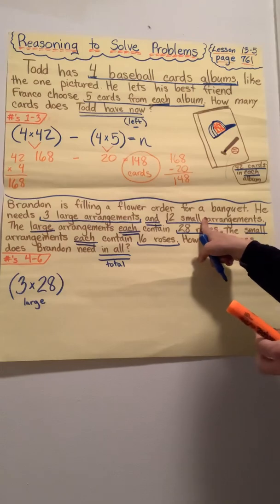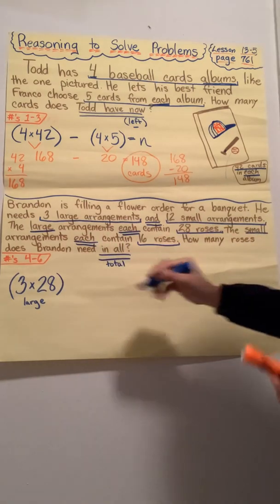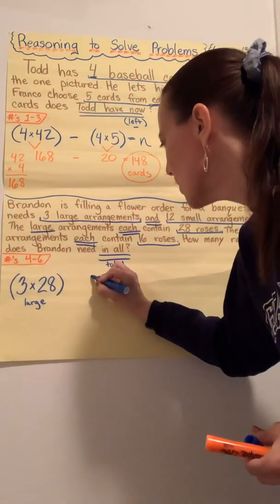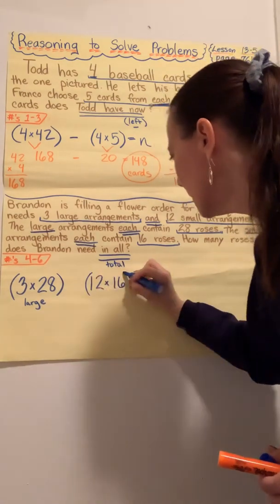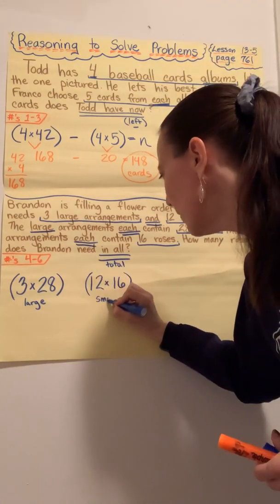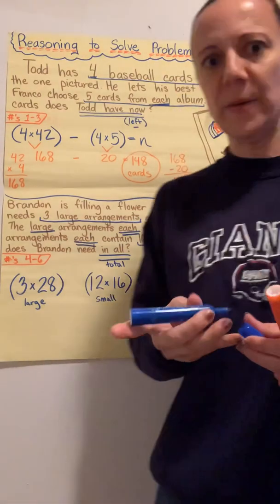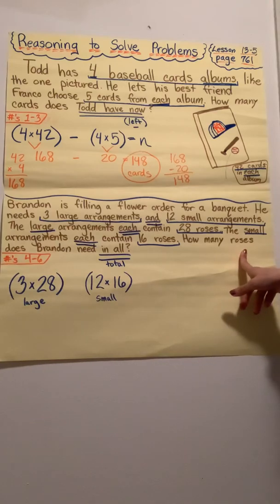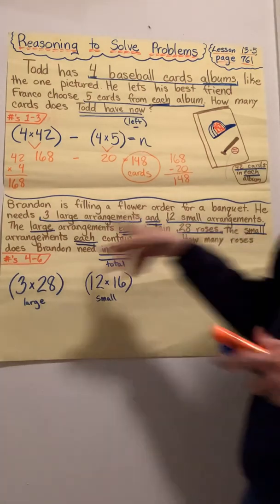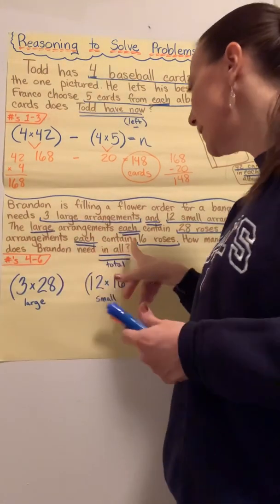I have 12 small arrangements, and each of them has 16 roses in them. So that's 12 groups of 16. That tells me how many flowers I have in the small arrangements. Now, the question doesn't ask me how many large, how many small. It asks me how many roses does he need in all.